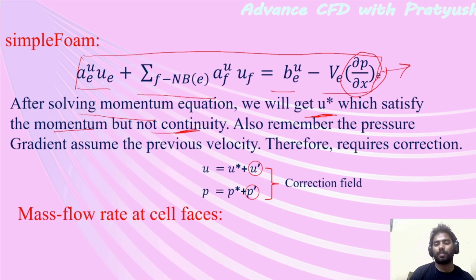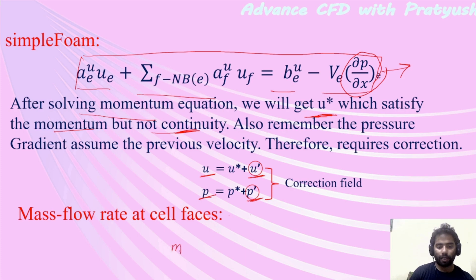In this pressure gradient, we are taking some values from the previous iterations. Therefore some corrections will be required, and these are the corrections. We are correcting the U and we are correcting the P. This is a correction field, and this is a correction field for the pressures. Now let's go to the continuity equation.